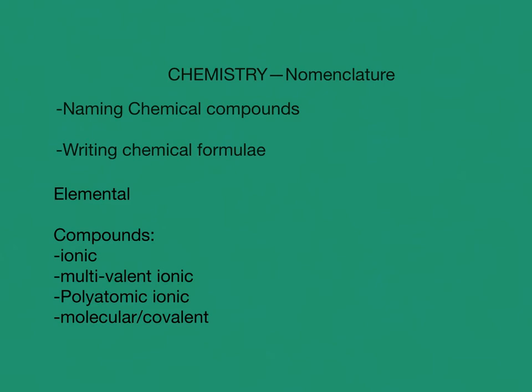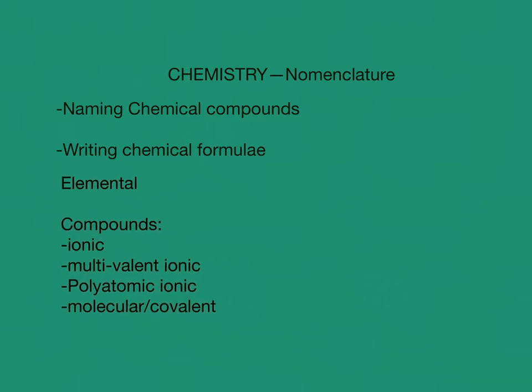All right, welcome to Chemistry Nomenclature for grade 10 Science, SNC2D. Today we're covering topics on naming chemical compounds and writing chemical formulae. We're going to start by looking at elemental structures first, and then we're going to look at compounds: ionic, multivalent, ionic polyatomic, and molecular/covalent. Okay, so that's what we're looking at first.